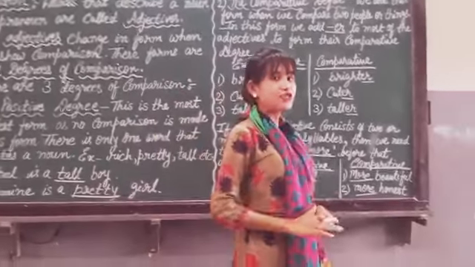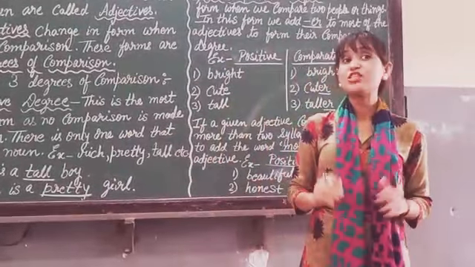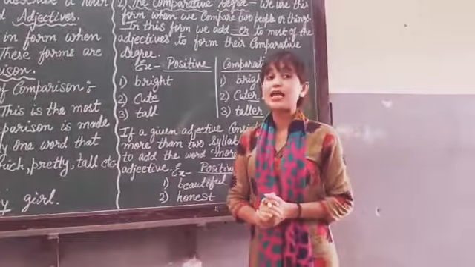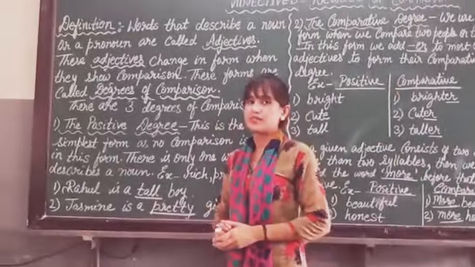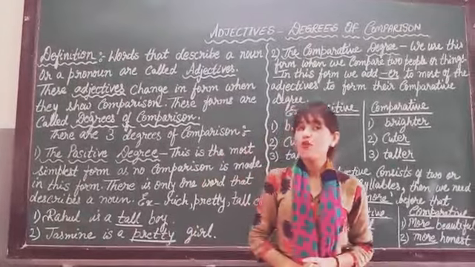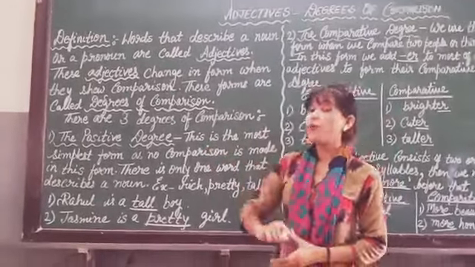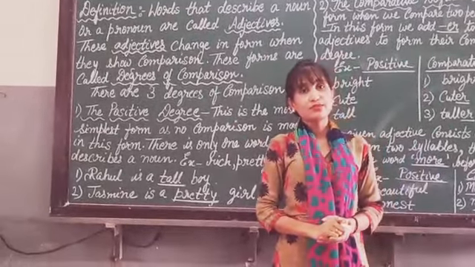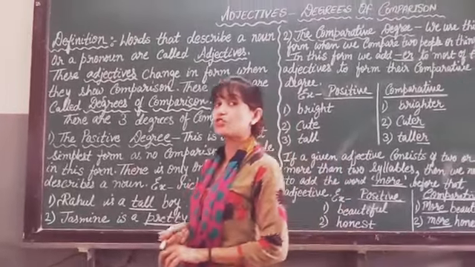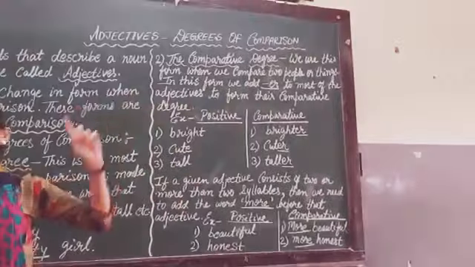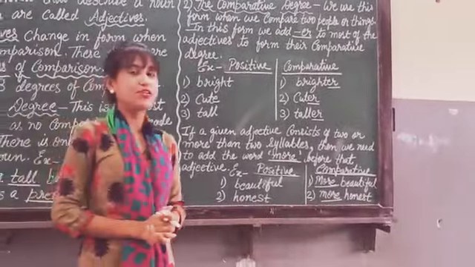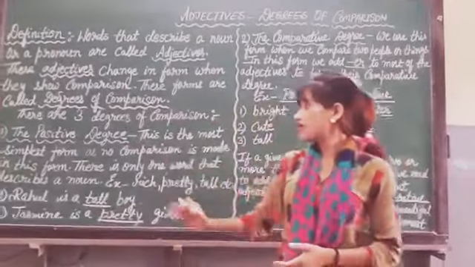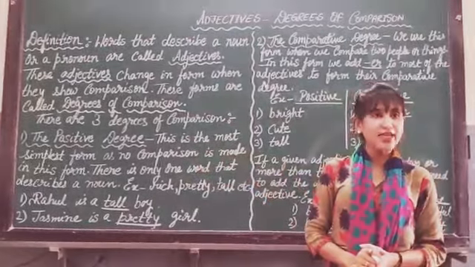Students, there are basically 3 degrees of comparison. That means 3 forms of comparison. That means adjectives make comparison in 3 different ways. The first form is called the positive degree of comparison. Number 2, the second form is called the comparative degree of comparison. And the third one is called the superlative degree. Initially, let's begin with the positive degree.